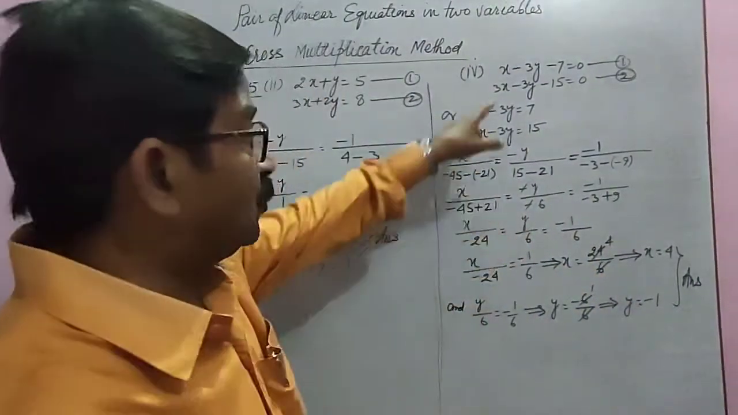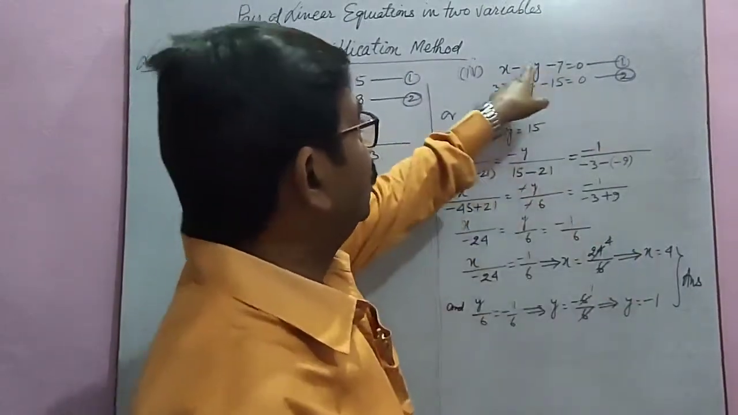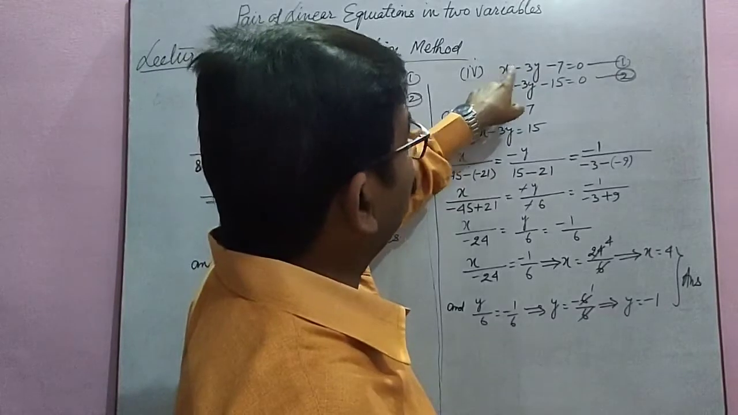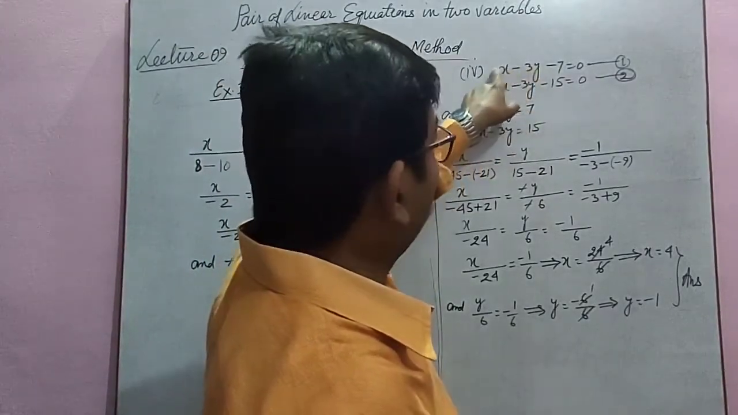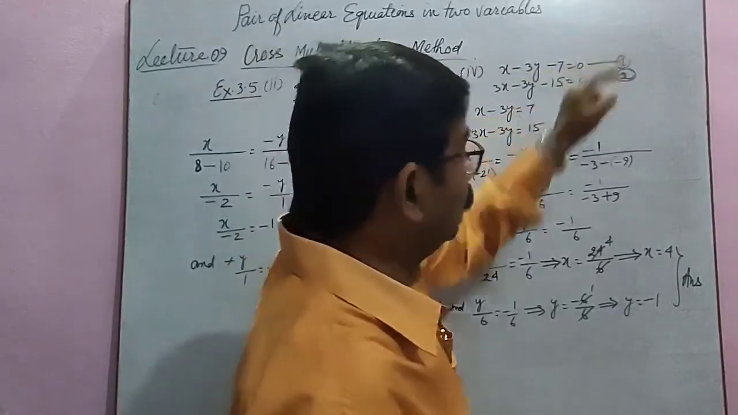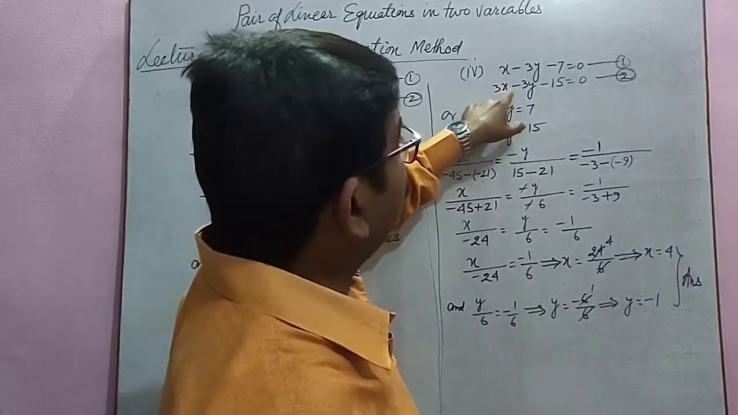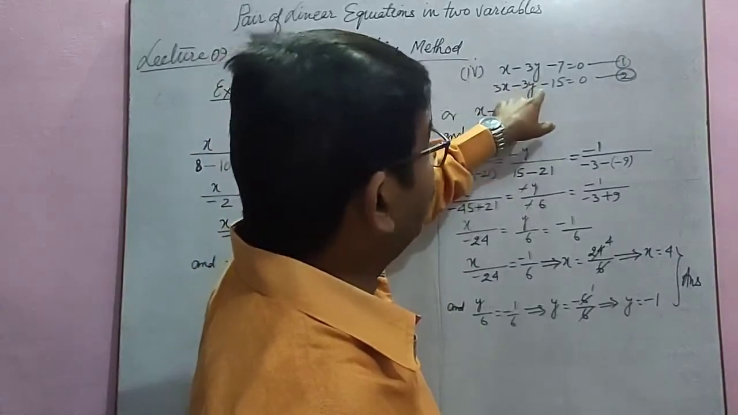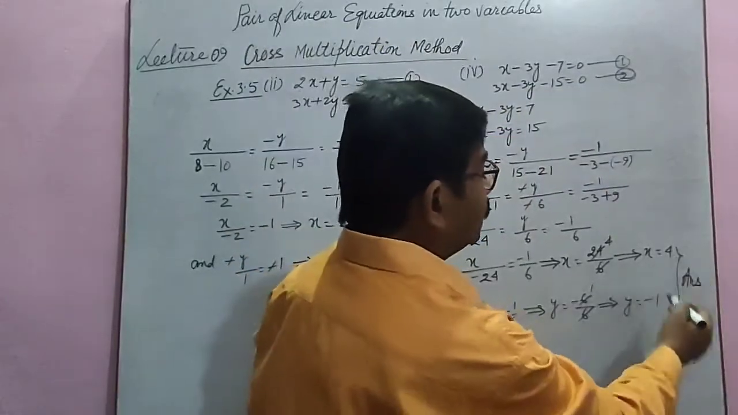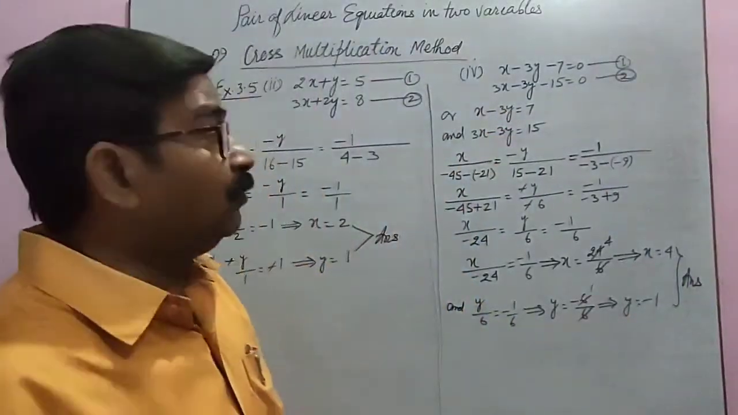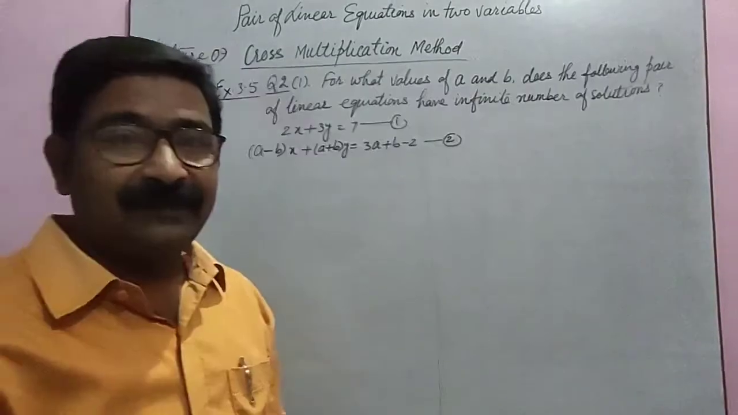If you put x is equal to 4 and y is equal to minus 1, in the first equation we have 4 plus 3, which is 7, minus 7 is equal to 0. Here we have x is equal to 4, 4 threes are 12, and minus into minus 1, 15, minus 15 is equal to 0. Means the answer is correct. So this is how we can attempt the equations by the cross multiplication method.